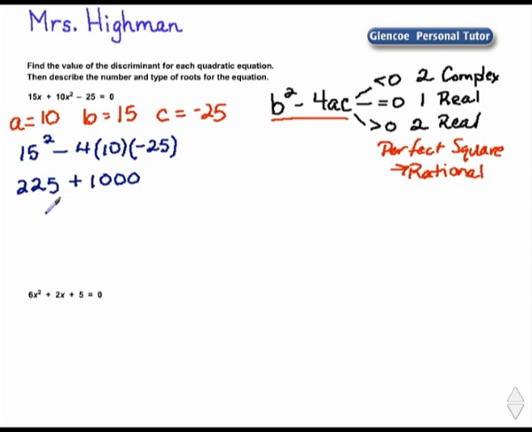And if we add those together, we get 1,225. So we see so far that it is greater than 0. So we know that we do have two real roots. And if we look further to see, do we have a perfect square? And yes, we do, because 1,225 is equal to 35 squared. So those real roots are also going to be rational.